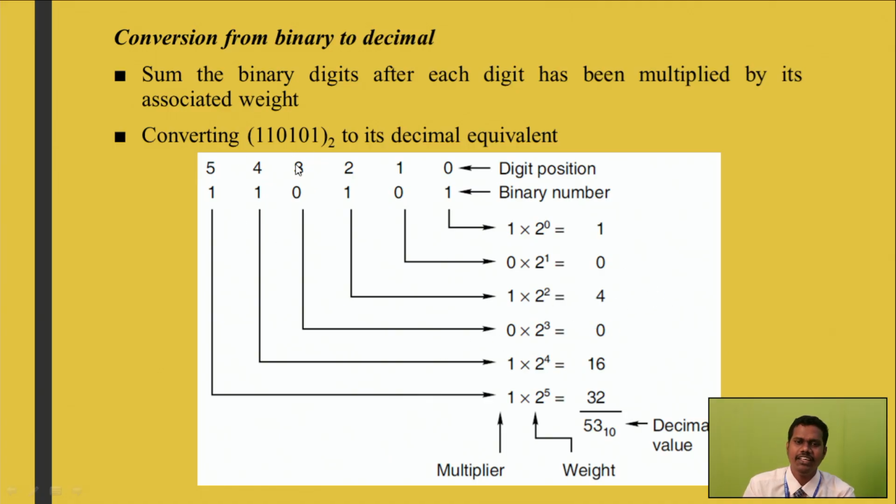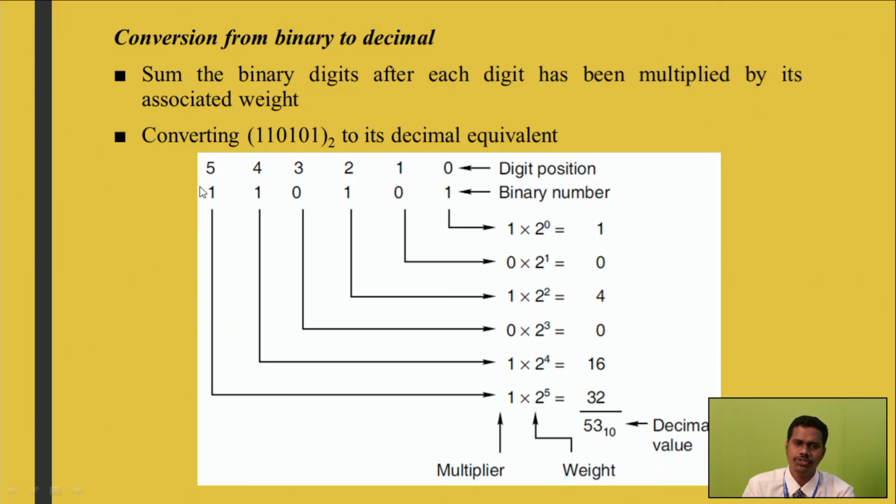After that, we have the third digit position that has the binary value 0. So 0 into 2 power 3 gives a result 0. And after that, we have digit position 4, so we have the binary number 1. So 1 into 2 power 4, that is 2 into 2 into 2 into 2, gives a result 16. So 1 into 16 gives a result 16.